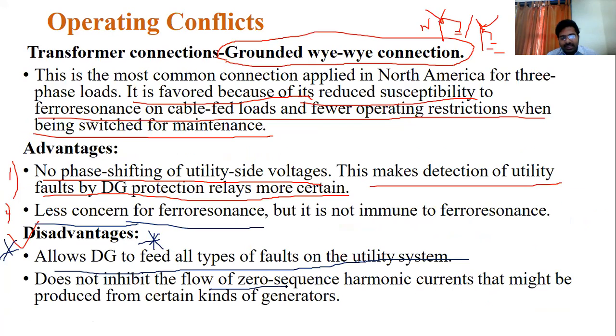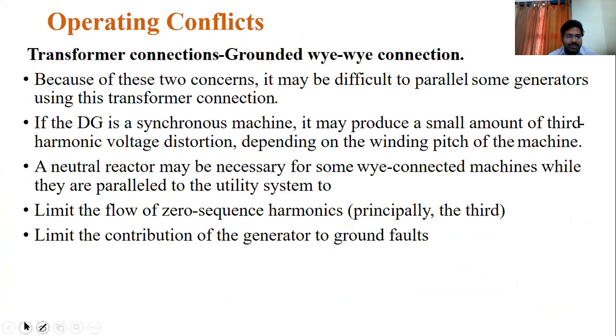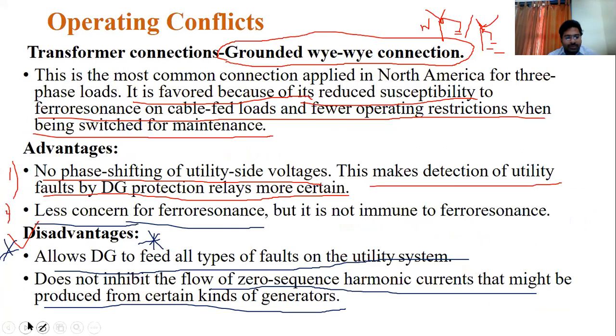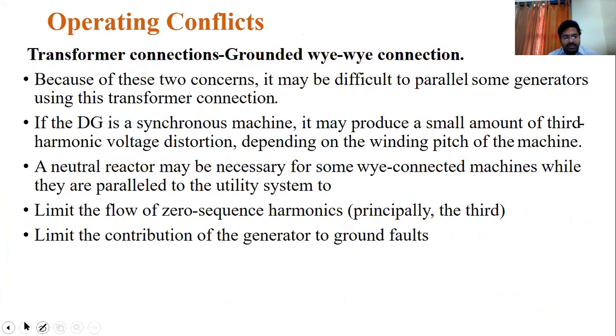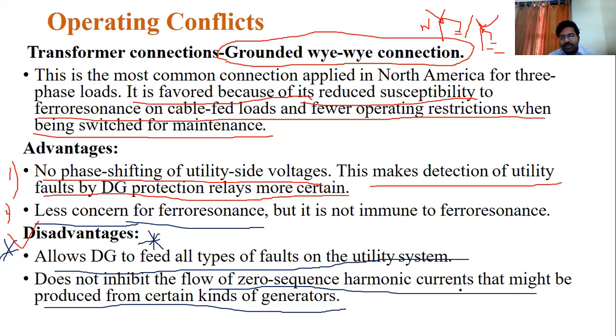Here it can also allow the zero sequence harmonic currents that might be produced by certain kinds of generators. This is a very important point. Now see these connections. Why may this zero sequence harmonic current damage the system? It may stop the zero sequence currents from entering into the system.